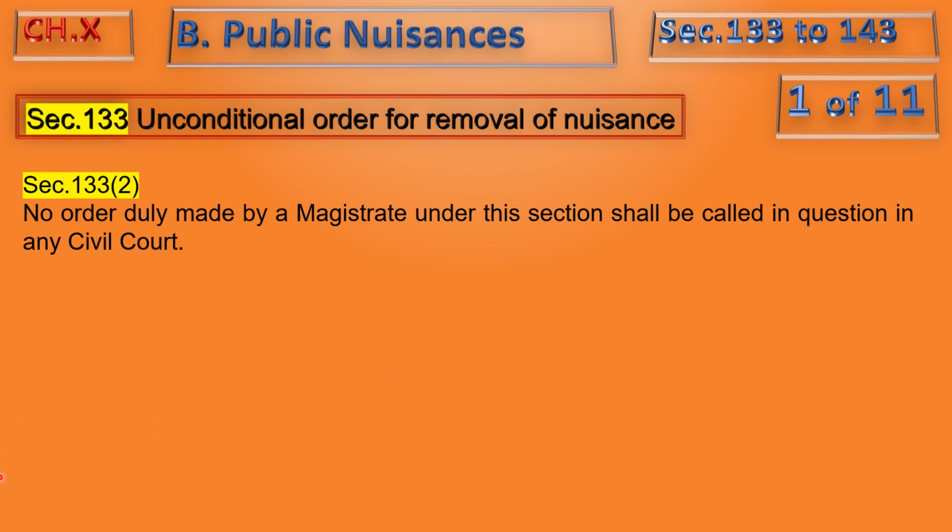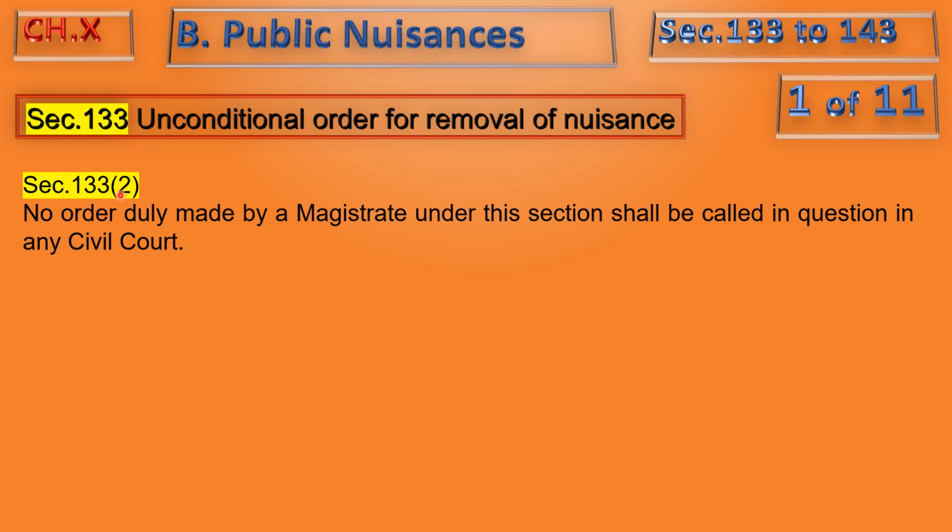Now, subsection 2 of section 133 says, no order duly made by a magistrate under this section shall be called in question in any civil court. Now, obviously, this is a public nuisance, so this is a criminal matter. And if it is a private nuisance, it is going to be a civil matter. So, any action taken by the magistrate in a criminal case, in a public nuisance case, will not be challenged in a civil court for the same. This is what subsection 2 is explaining to us.